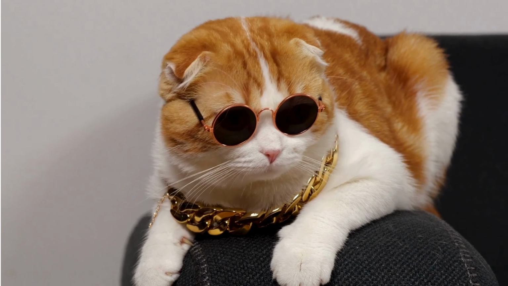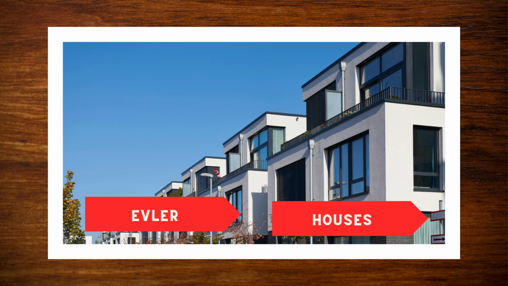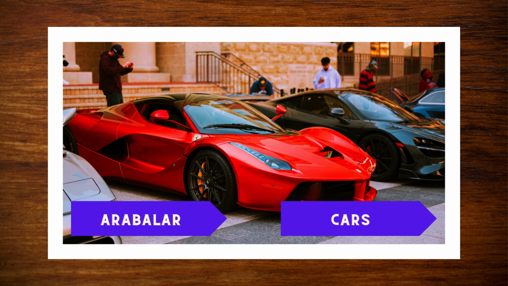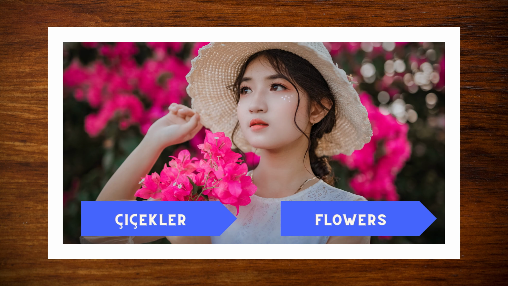Let's practice saying these plurals. Repeat after us. Get ready. The first word is evler, which is plural for houses in English. The next word is kitaplar, which is plural for books in English. The next word is arabalar, and this is plural for cars in English. The next word is kalemler, and this is plural for pens in English. The final word is çiçekler, and this is plural for flowers in English.